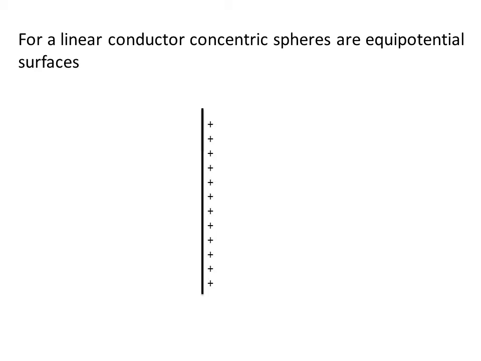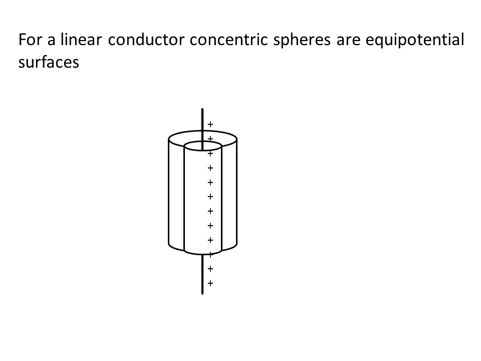Here we have a linear conductor which is positively charged. At a distance r from the conductor on all sides, potential will be the same. So equipotential surface for a linear conductor will be a cylinder. So this is an equipotential surface. If we take a distance r1 on all sides, we have the second equipotential surface. It is also a cylinder. This is another cylinder. So concentric cylinders are equipotential surfaces around a linear conductor.